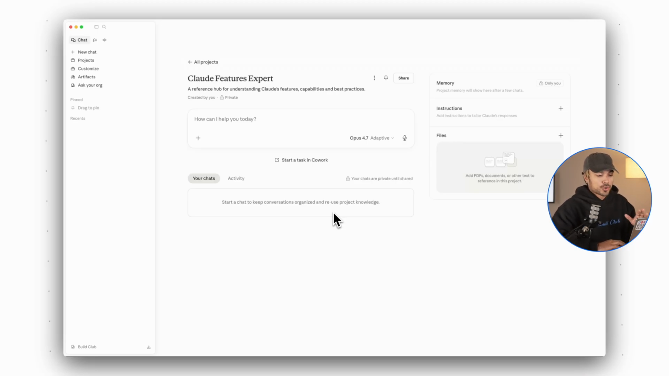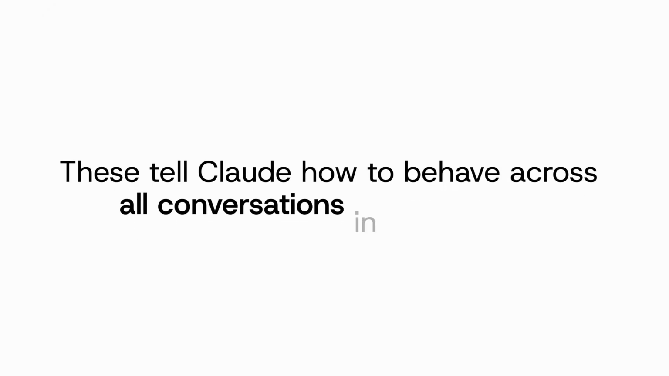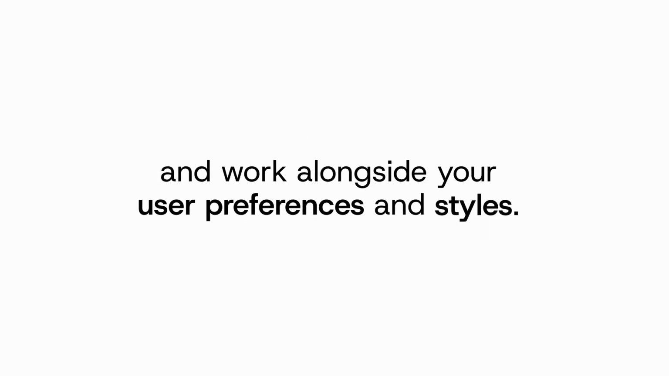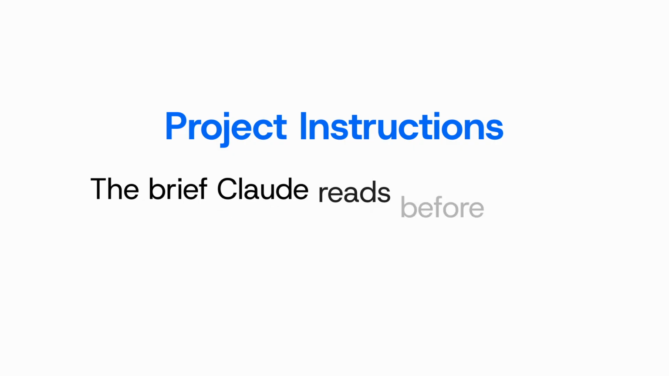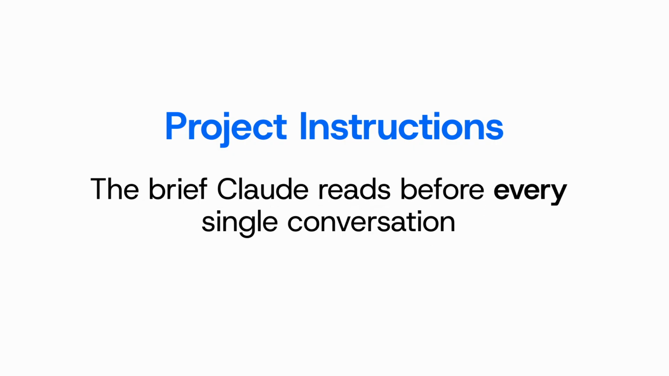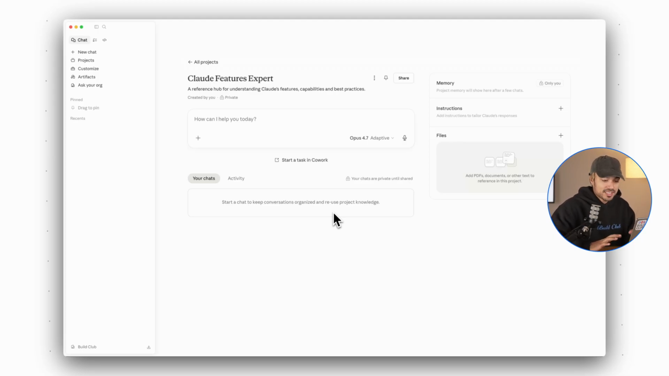Cool, let's get into the two most important parts of building a great project: instructions and the knowledge base. We'll start with instructions. These tell Claude how to behave across all conversations in this project and work alongside your user preferences and styles. Think of these instructions as the brief Claude reads before every single conversation in this project, and it can shape how Claude thinks and responds.